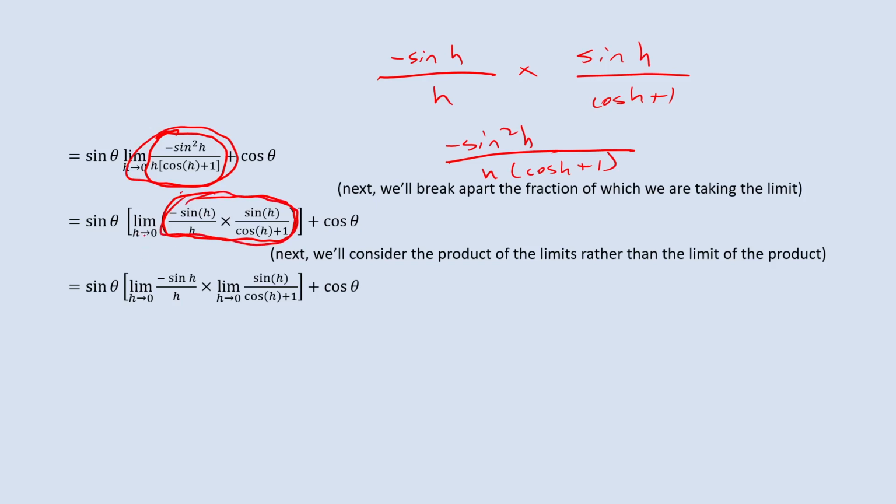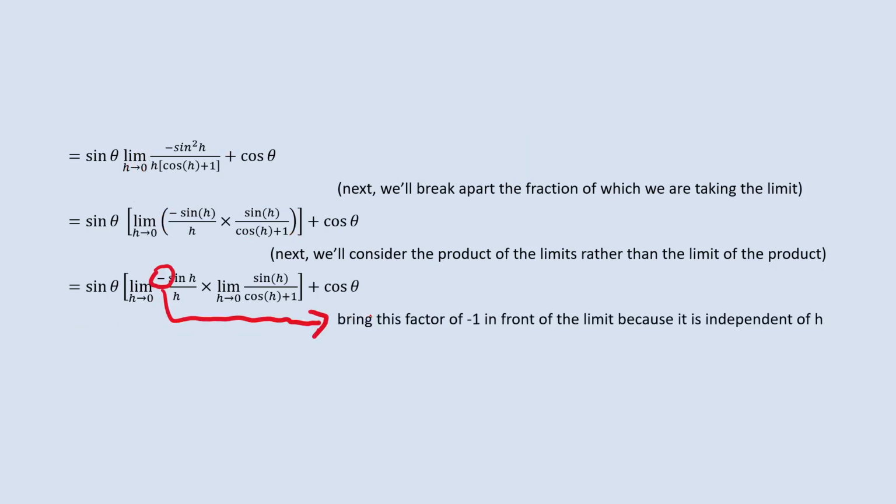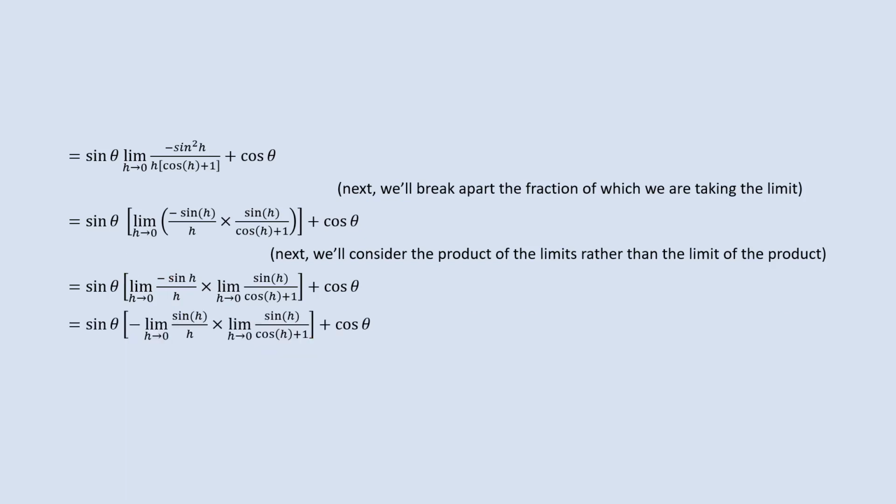And now the next thing we're going to say is, instead of taking the limit of that product in this square bracket right here, let's take the product of the limits. Or another way of saying that is take that limit sign and just distribute it right in front of that second fraction. And that's what we're showing at the bottom. Now, that factor of negative 1 in front of the sine h, we can put that in front because it's independent of h. So we can actually take that factor of -1, put it in front of the limit notation. There's nothing wrong with that. So that's what we do.